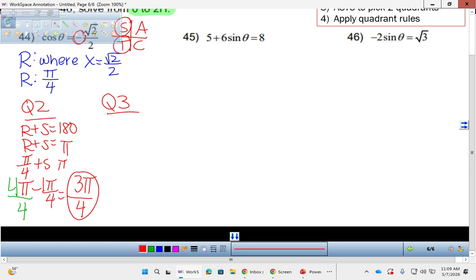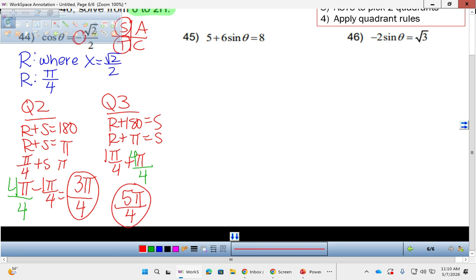The quadrant 3 rule is that r plus 180 equals s, but now that I'm in radian mode, that's r plus pi equals s. And I know what r is. I said that my reference angle is pi over 4. In order to add fractions, you need common denominators. So I need this denominator to be 4. And if I'm going to put a 4 in the denominator, I need to make sure I put a 4 in the numerator too. And then I'm just adding. 1 plus 4 is 5 pi. And then we keep the denominator the same. So it's 5 pi over 4. Taking the quadrants is the same. Finding the reference angle is the same. The rules are the same, but we're doing it with pi, and that makes it a little trickier.